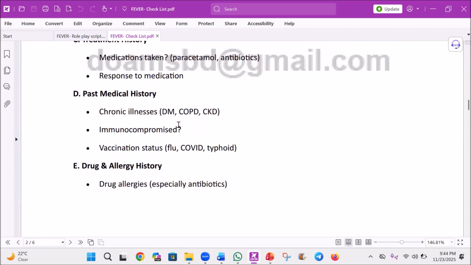Past medical history, any background disease, diabetes, hypertension, kidney disease, or any systemic chronic disease. Immunocompromise for the fever is very important, especially any vaccination status.